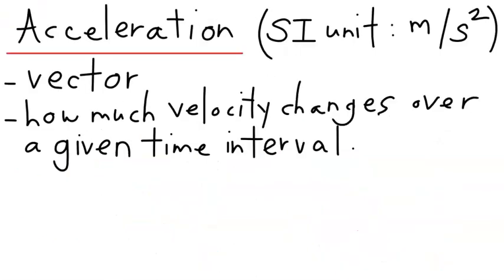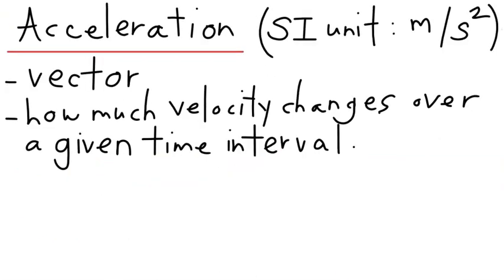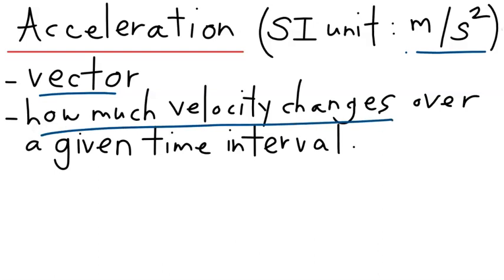We next look at acceleration. It is a vector, and the SI unit to quantify acceleration is meter per second squared. So it measures how much velocity changes over a given time interval, or you can also look at it as a rate of change of velocity.